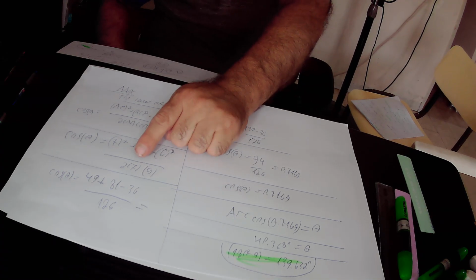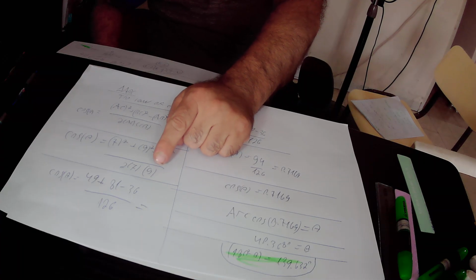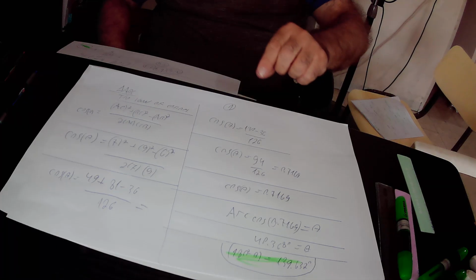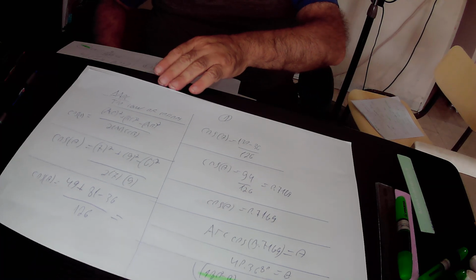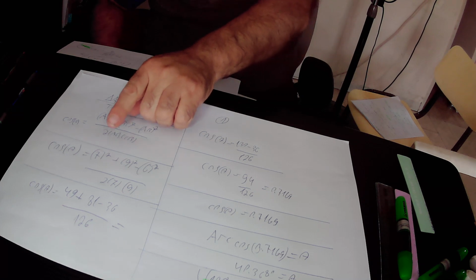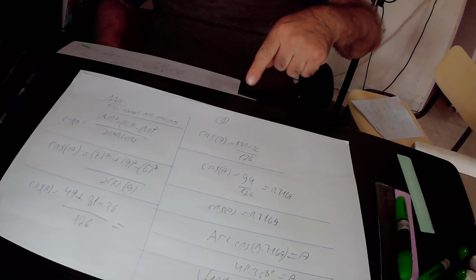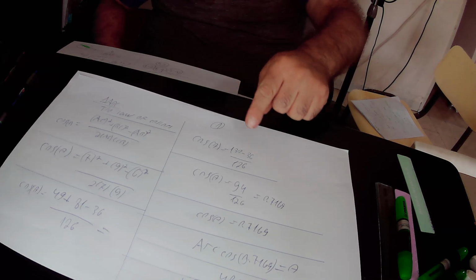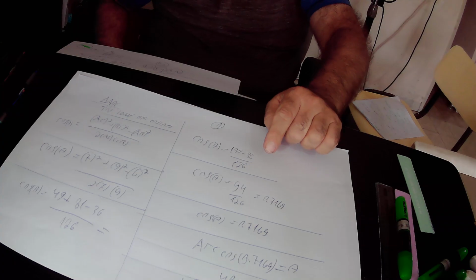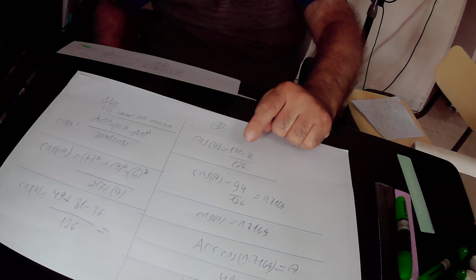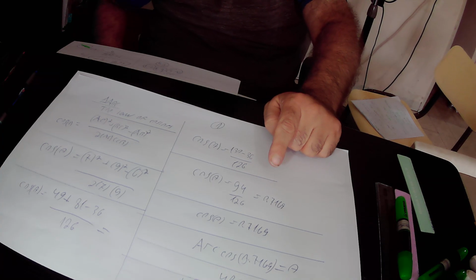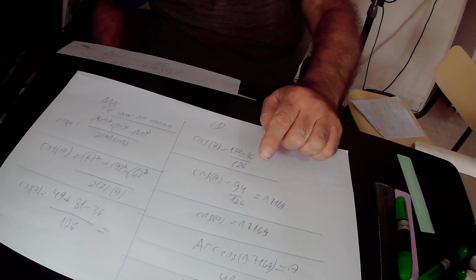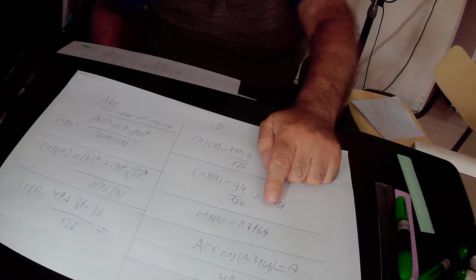So in total we have found that cosine theta equals 49 plus 81 minus 36 over 126. 49 plus 81 is 130, minus 36 is 94. So in total cosine theta equals 94 over 126. 94 over 126 is 0.7169. So cosine theta in total equals 0.7169.